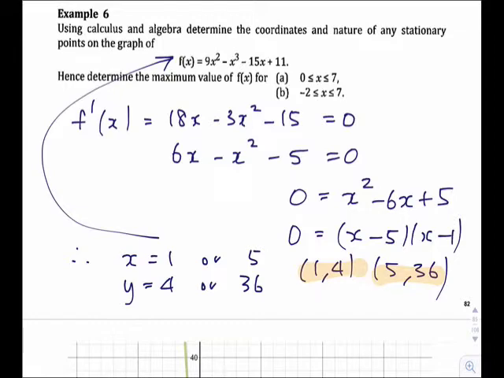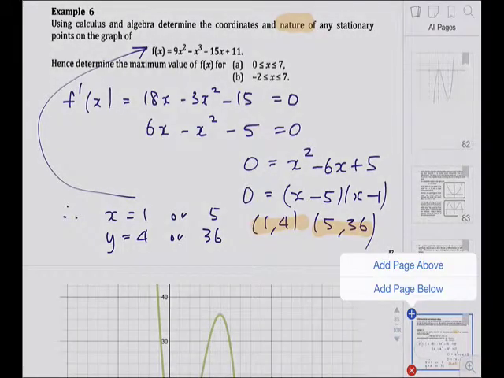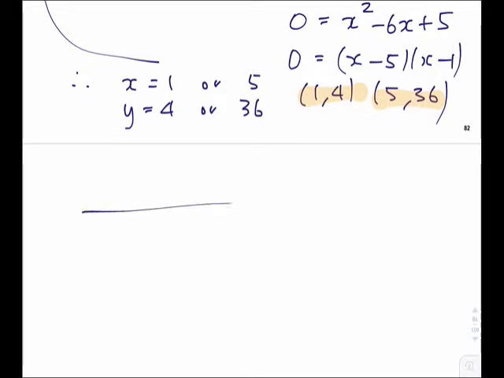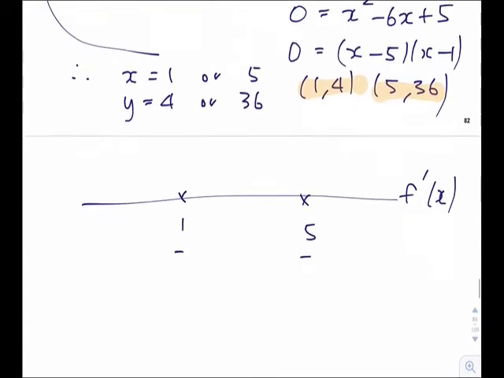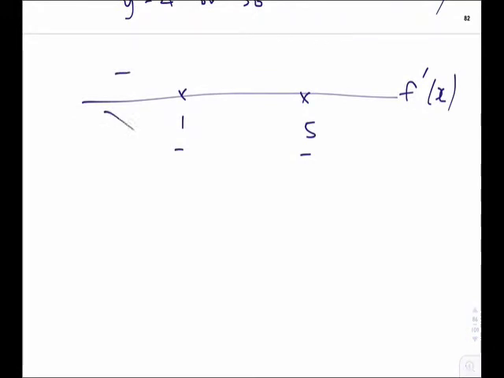Now what kind of stationary points? That's what this question is asking, the nature of the stationary points. Again, I'm going to draw a little line here with my x values for the derivative, 1 and 5, and see what's going on. Remember, this is the slope of the curve, so I know the slope is 0 here and here. What's going on before 1, at 0? Let's look at our derivative. If I put 0 in there, I get negative 15, so it's negative, it's going down.